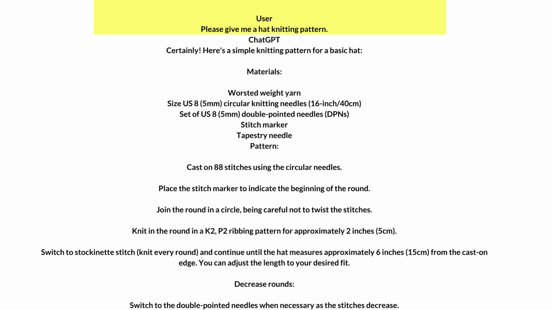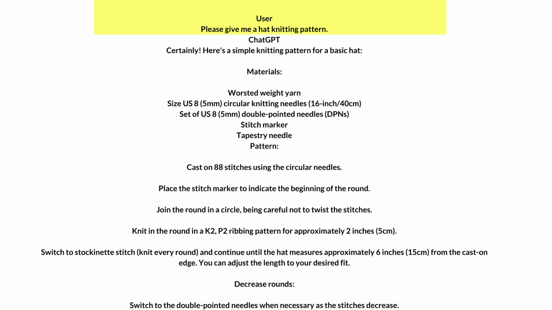Cast on 88 stitches using a circular needle. Place the stitch marker to indicate beginning of the round. Join the round circle. Knit in the round in K2, P2 ribbing pattern for 2 inches. Switch to stockinette stitch and continue until the hat measures about 6 inches from the cast on edge. And then you start decreasing.